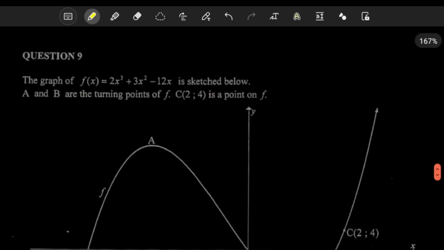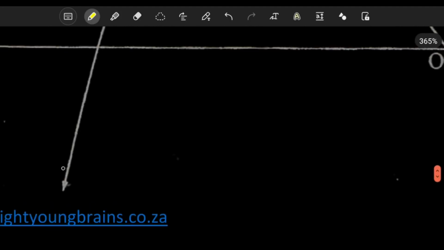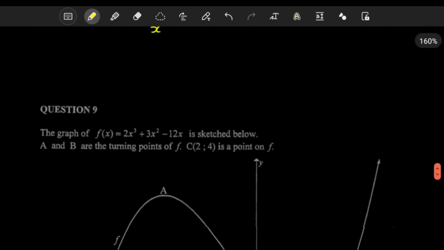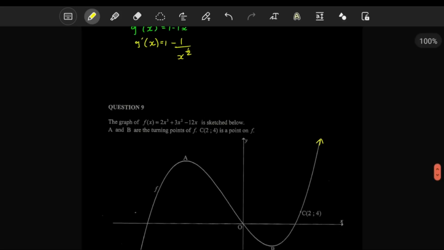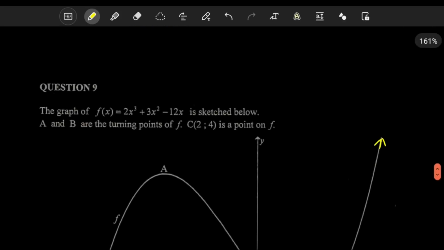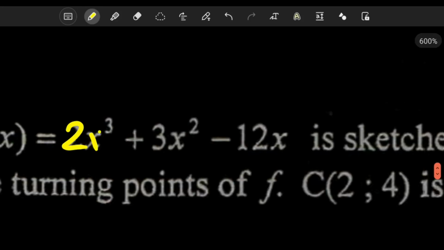Question number 9. I feel like I'm stuck with the R's. But anyways, what's this here? They said we have a graph. It's a cubic function, clearly. Might as well copy this. I'm pretty sure we're going to need it.